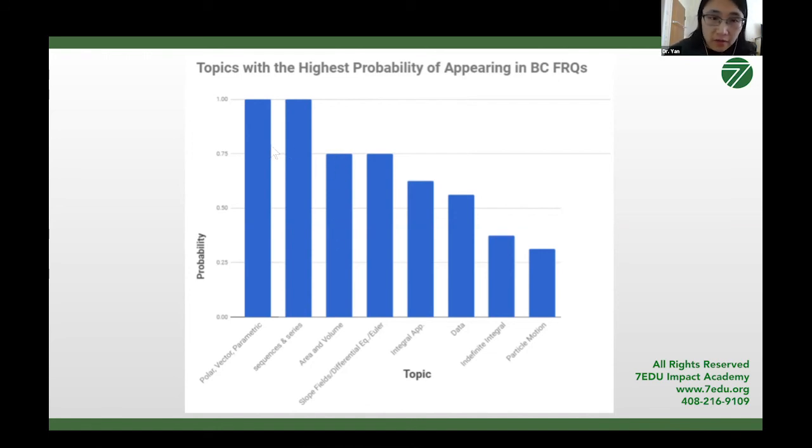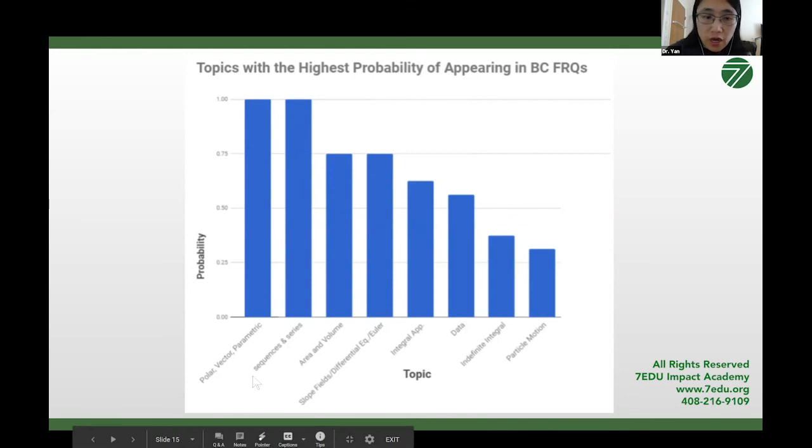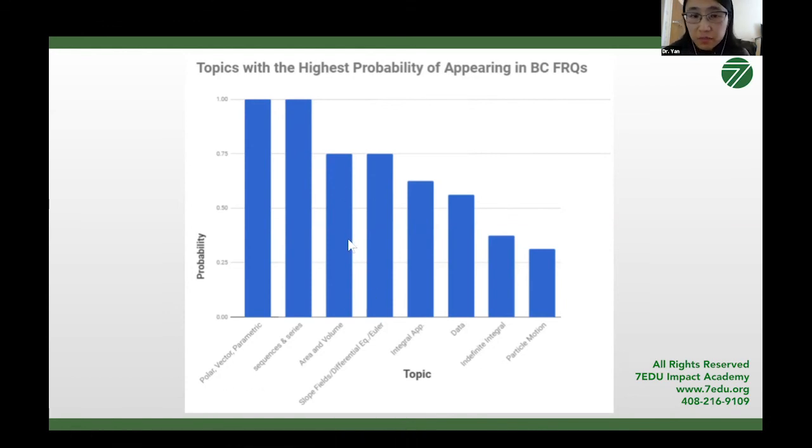More likely, not 100%, but close to 100%, you will see a problem from area and volume, slope fields, and differential equations. And then these are the other problems that also commonly occur. There are some miscellaneous topics that can come anywhere in the test. But again, make sure that you can answer those problems that have a high probability of appearing in the BC test.